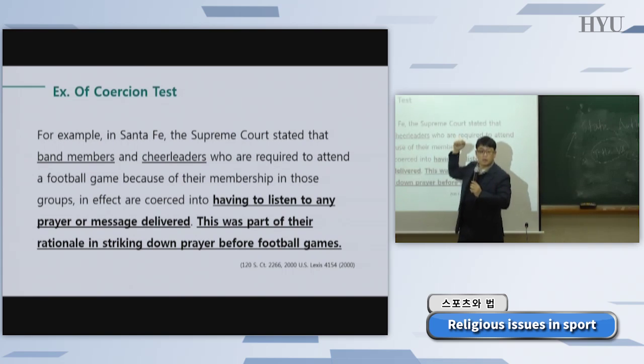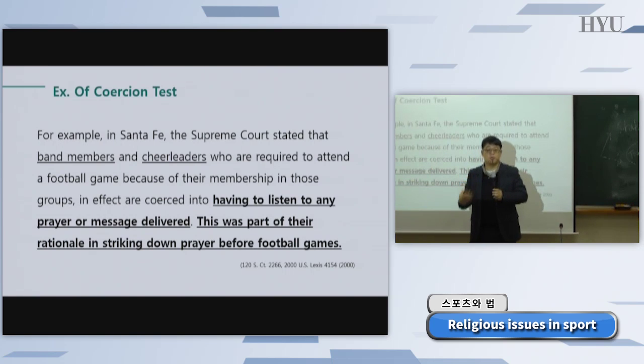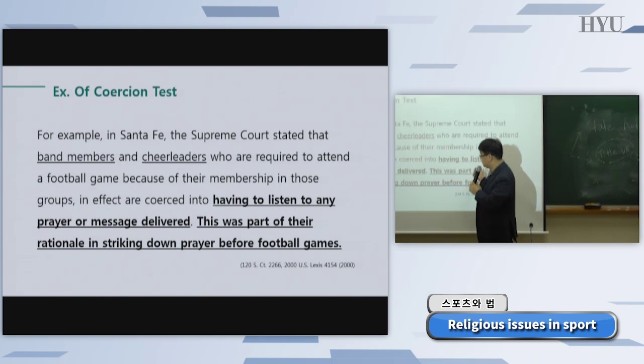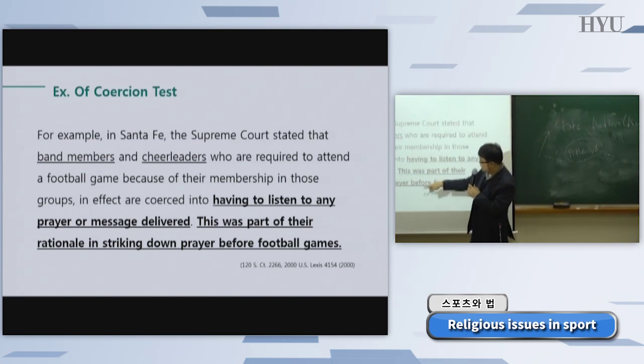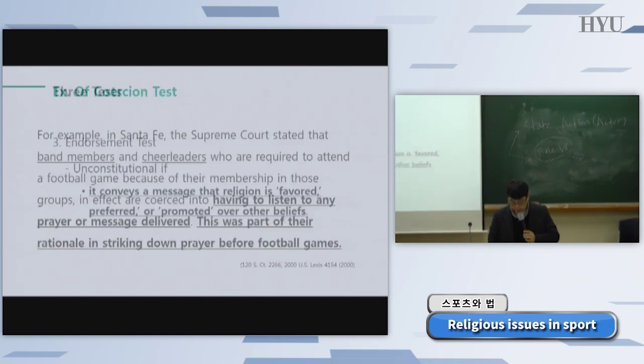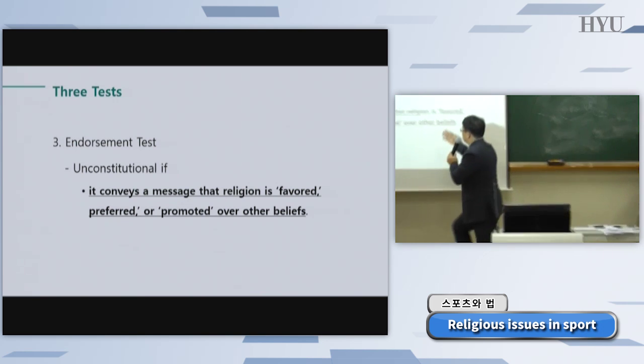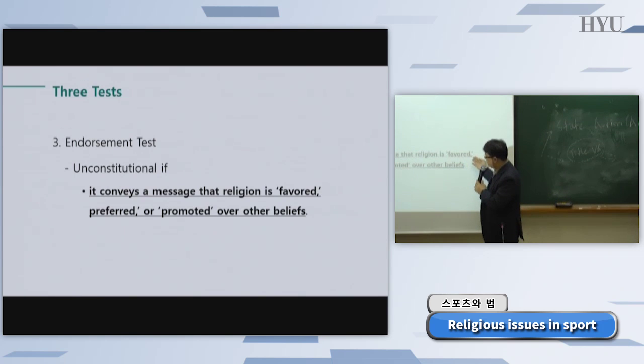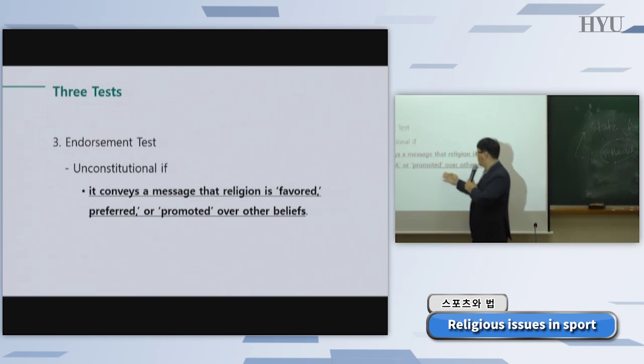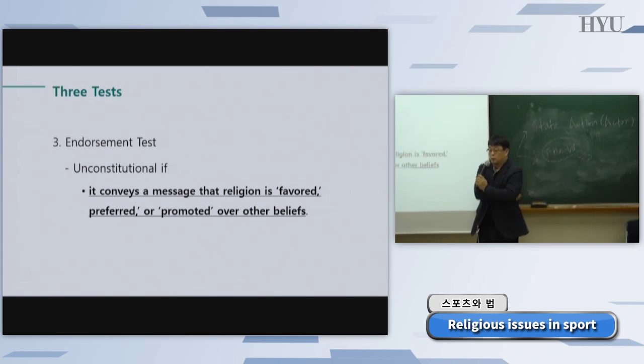So the band members can argue, oh, we are not athletes, or we don't have to be here when prayer is going on. So we deserve the right to leave the space for a while until it's done. This was part of their rationale in striking down prayer before football games. So this is an example of the coercion test. And number three, the endorsement test. Unconstitutional if it conveys a message that religion is favored, preferred, or promoted over other beliefs. So: Lemon test, coercion test, and endorsement test.